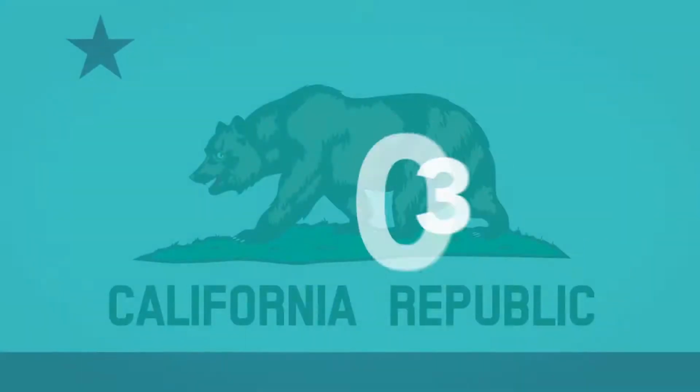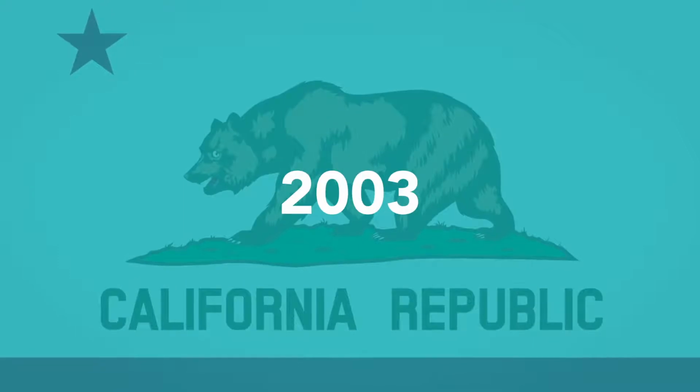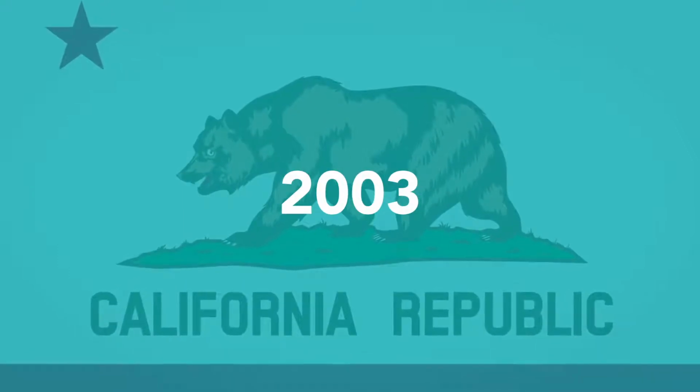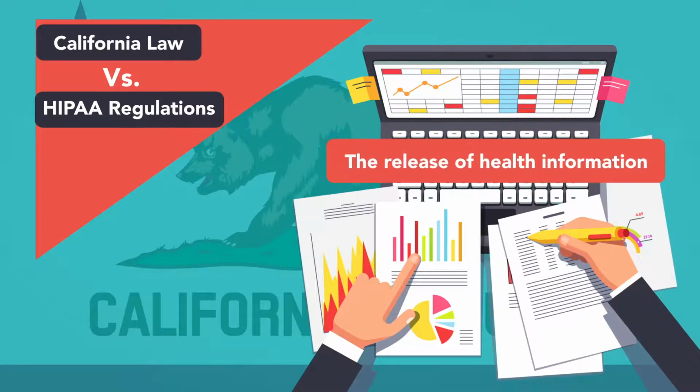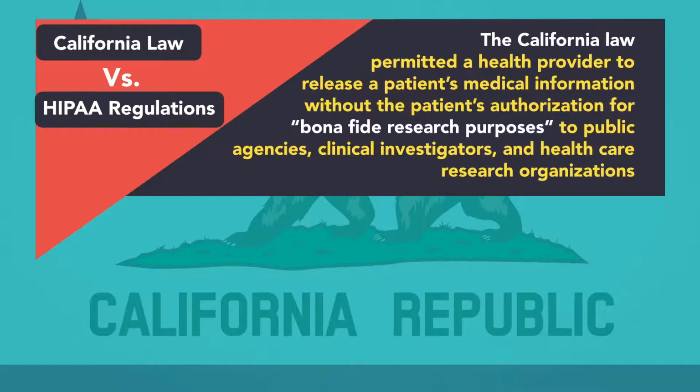An example of a potentially contrary state law emerged in California in 2003. At that time, analysts compared California law on the release of health information for research purposes with HIPAA's regulations on the same topic. The California law permitted a health provider to release a patient's medical information without the patient's authorization for bona fide research purposes to public agencies, clinical investigators, and healthcare research organizations.